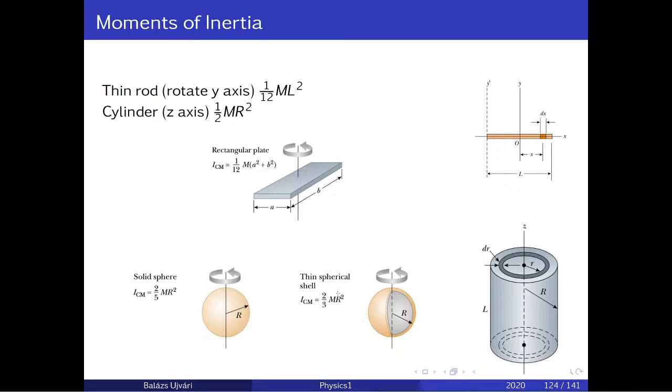mr square. So it always contains the mass, something that describes the geometry on the square, and in this 2 over 3, 2 over 5, 1 over 12, 1 over 2, here we describe technically the shape of the body.